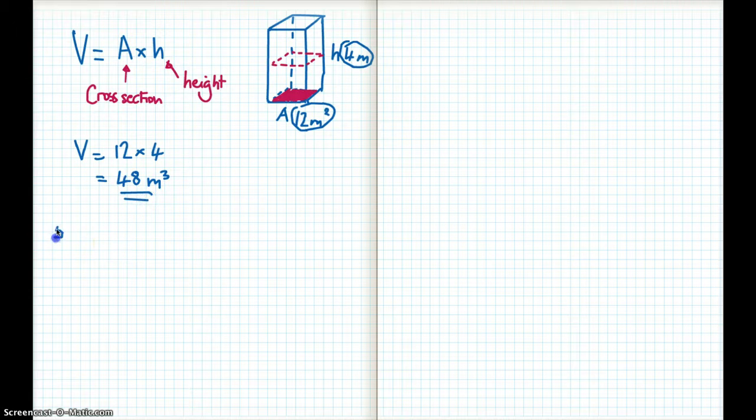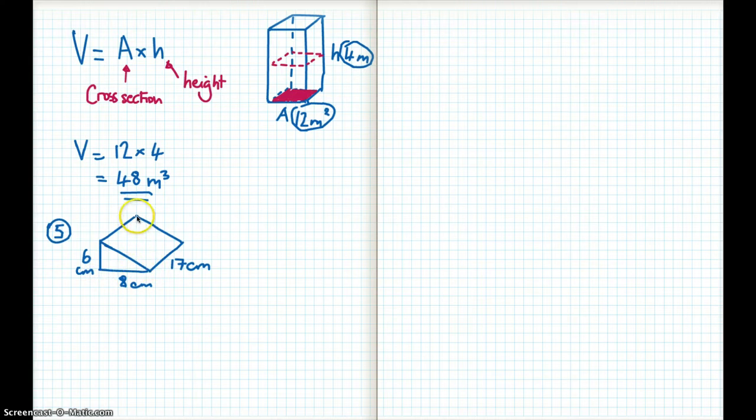In example 5, we have a triangular prism. So this particular triangle, we have something that looks like this. It's 6 centimeters high, it's 8 centimeters along the base, and the length of the prism is 17 centimeters. So all the dimensions are in centimeters.